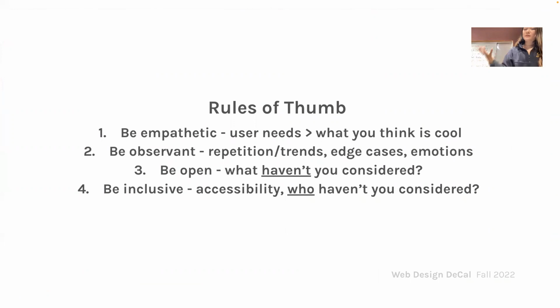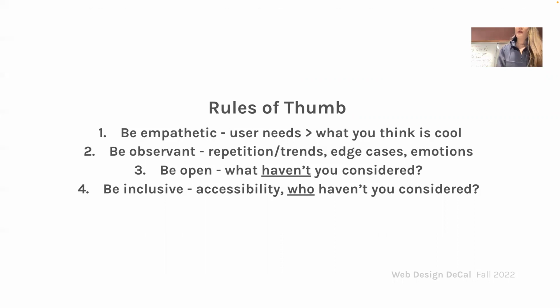Next is to be observant. So look for trends and repetition, edge cases, emotions of what the whole problem space might be. So yeah, that's pretty self-explanatory. Next is to be open. So what haven't you considered yet? A lot of times it's easy to get boxed in. So thinking about what holes might exist in your research is really key.